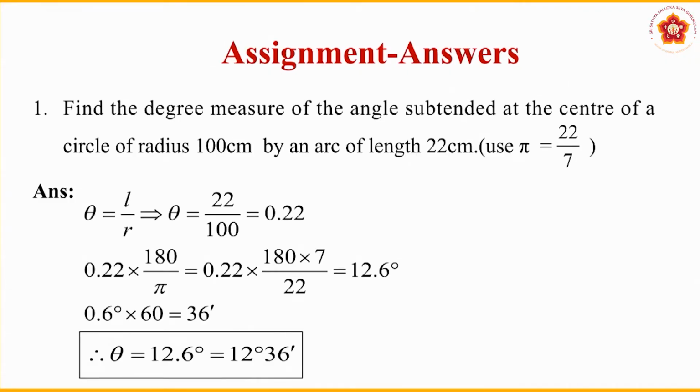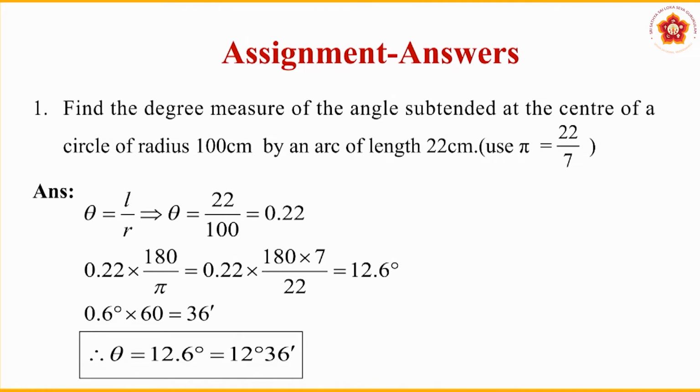First question was, find the degree measure of the angle subtended at the center of a circle of radius 100 cm by an arc of length 22 cm, where use pi as 22/7. So, it is a kind of direct question. Radius is given to be 100 cm and arc length is given to be 22 cm. Then you are asked to find the angle theta, but it must be in the degree measure.